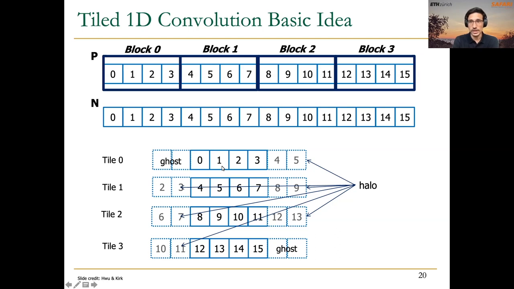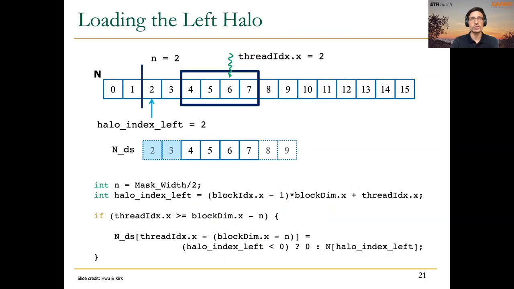So now let's take a look at how we have to load the whole tile, including the halos, into the shared memory that is on chip, that is accessible by all threads running in this thread block. And this way we can obtain better performance for our 1D convolution. So first of all, let's take a look at how to load the left halo. Notice that these four elements of the input are those that are, let's say, directly assigned to the corresponding thread block. In this case, we are working on thread block one in this example.